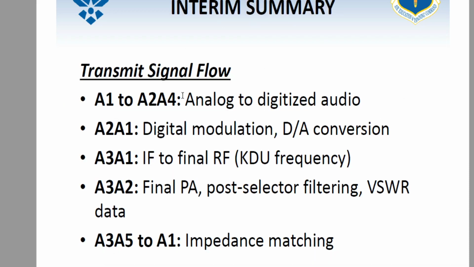All right. So all this is a quick summary of everything we talked about. So A1 to A4, A2, A4 does the analog to digitized audio. A201 is that digital modulation, that D/A conversion, which stands for what?